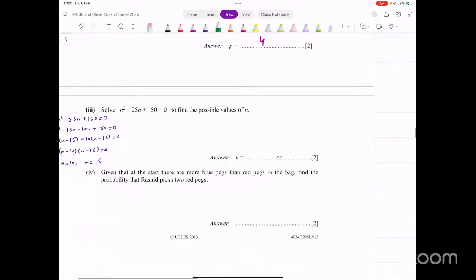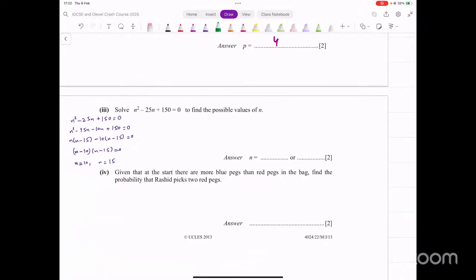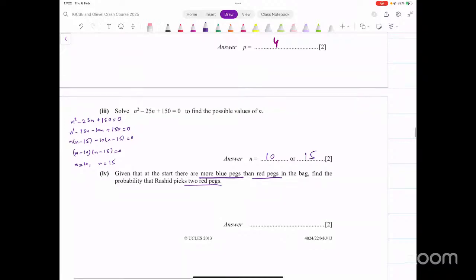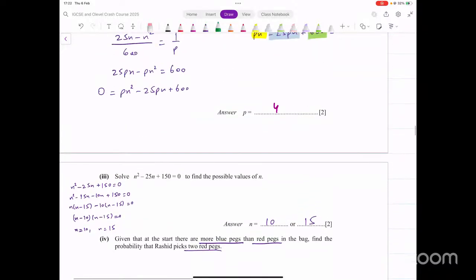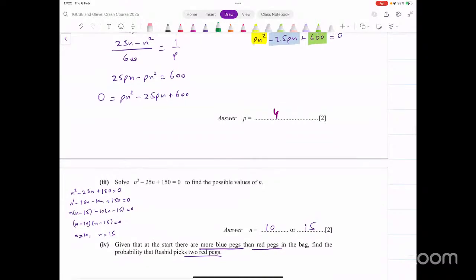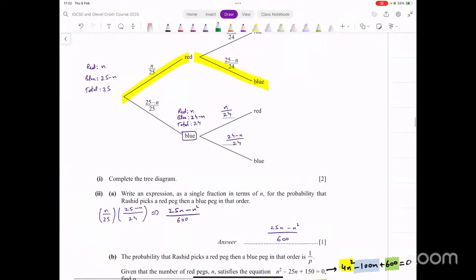For part 4 now, they're saying, given that at the start there are more blue pegs than red pegs, now the values of n that we're getting are 10 and 15. If there are more blue pegs than red pegs, find the probability that Rashid picks 2 red pegs. Okay, now if there are more blue pegs, n is representing the number of red pegs. Now this number could either be 10 or 15, right? These are the two possibilities for n. It could either be 10 or 15.